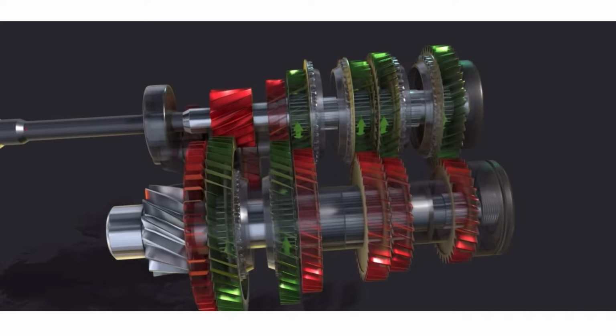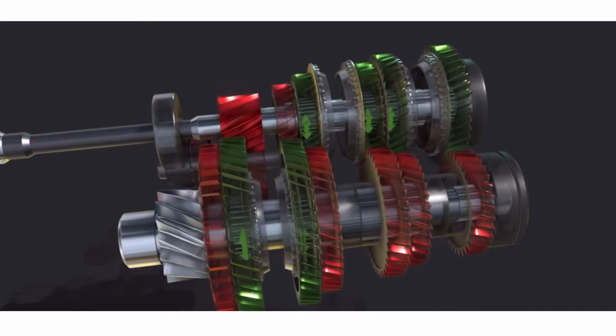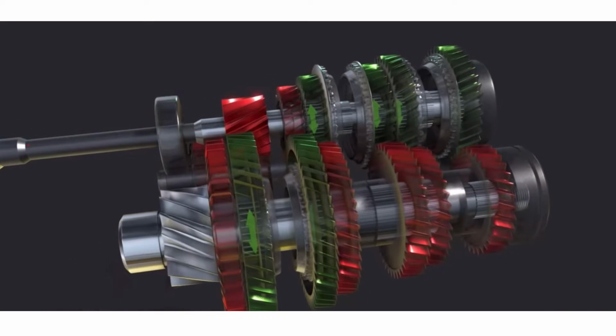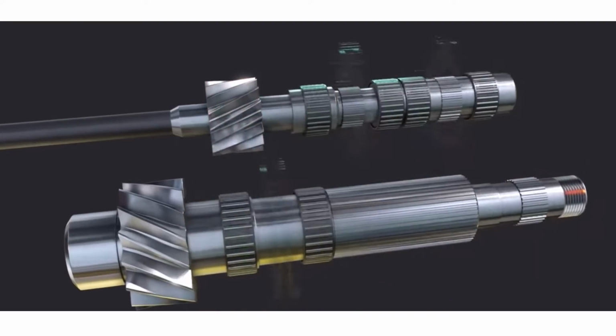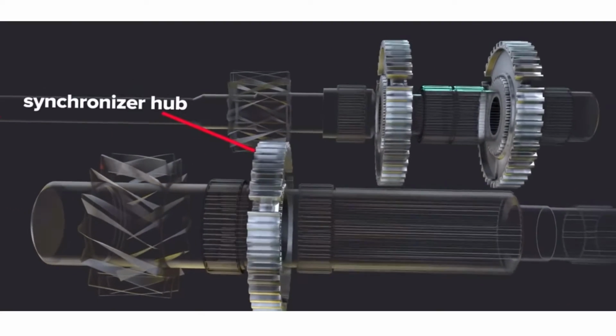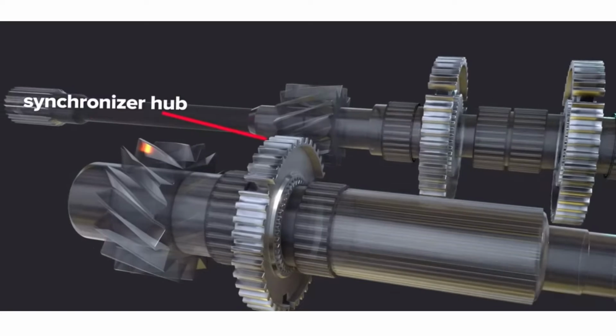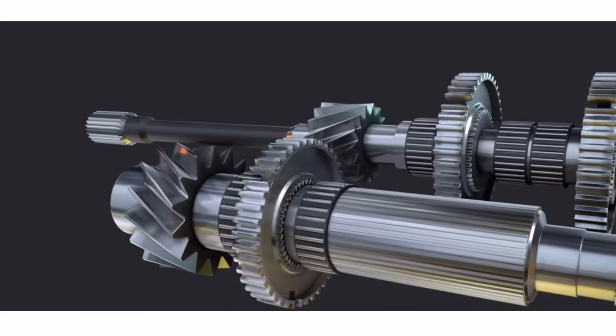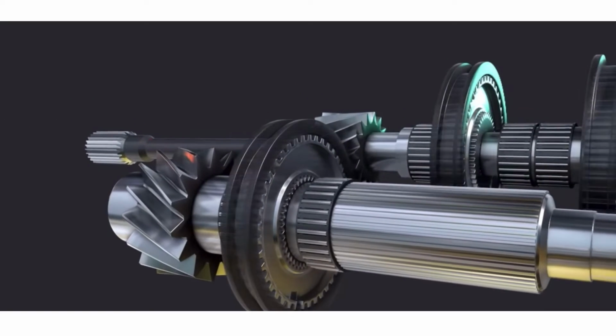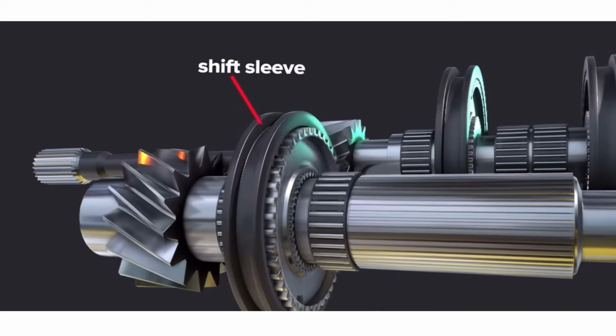Types of manual gearbox used. There are 3 types of manual gearboxes used since the introduction of the transmission, that is: 1. Sliding mesh gearbox. This is the oldest type of gearbox used.